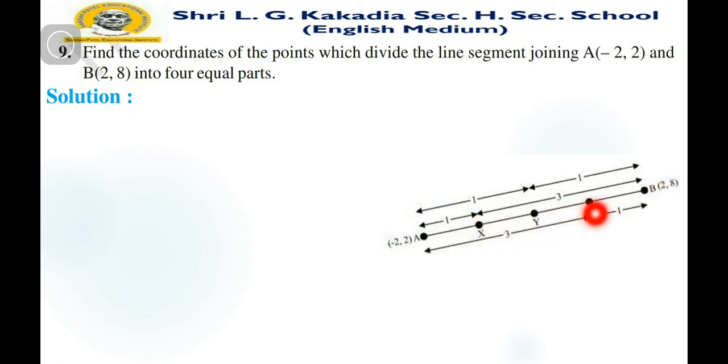And as well as if we want to find the coordinate of Z, then it is one part and it is 3 parts, then 3 is to 1. We always take division from A. If we take division from A, then it is 3 is to 1, and if we take division from B, then it is 1 is to 3.